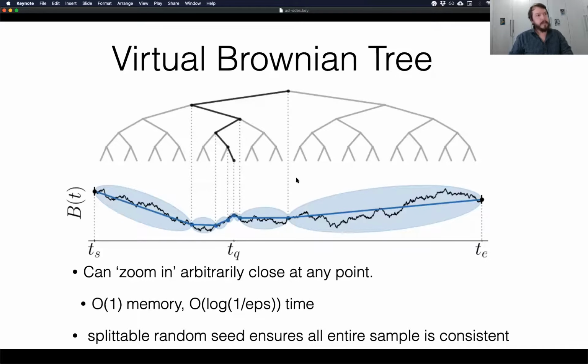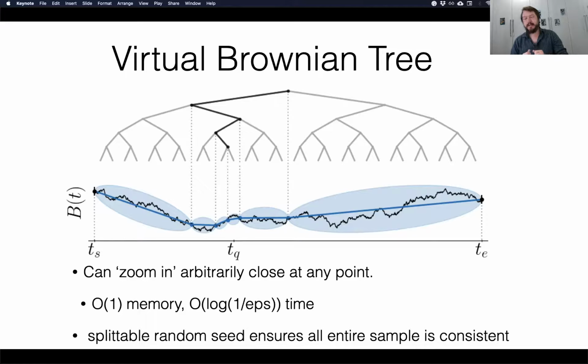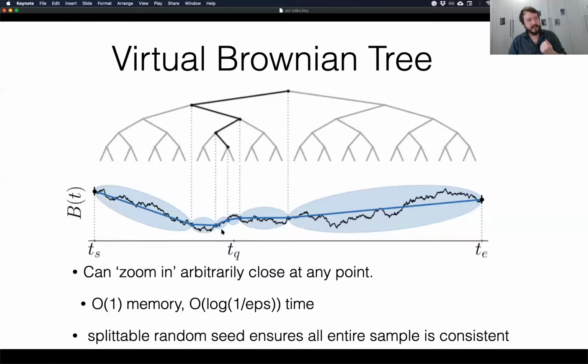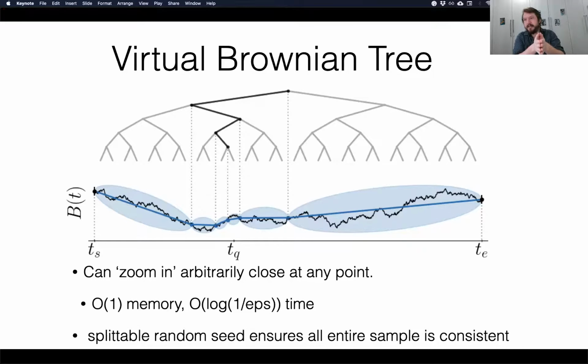So if you ask me for values at different time points, I can always just go back to the top of the tree and follow the path that I need and reconstruct all the samples deterministically by keeping track of the random seeds in a nicer way. So this is really nice because now I can sample arbitrarily accurately from this Brownian motion sample in constant memory. And I have this logarithmic time cost, where it's how many times do you have to bisect to get close enough in time to the point you're interested in, right?